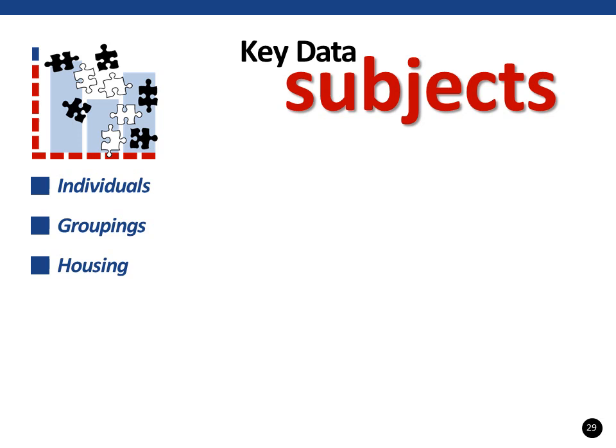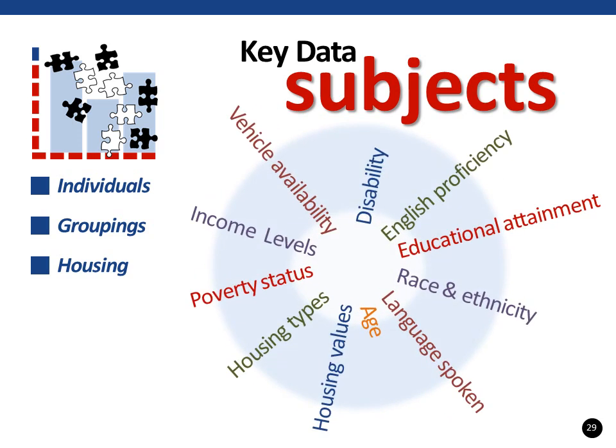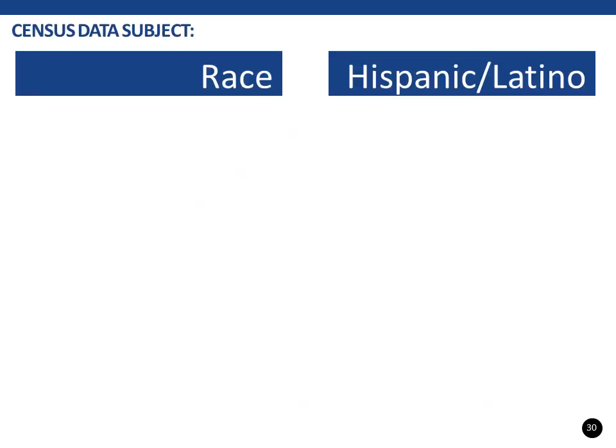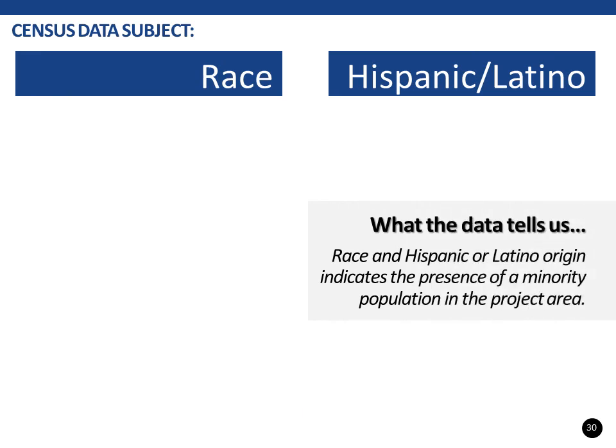Now let's look at the primary data subjects needed to inform our demographic analysis. For a project evaluation, we will need data telling us about individuals, groupings of individuals such as households, and housing. Data about race and Hispanic or Latino origin indicates the presence of a minority population in the project area. This information is integral to identifying potential environmental justice issues associated with the project.